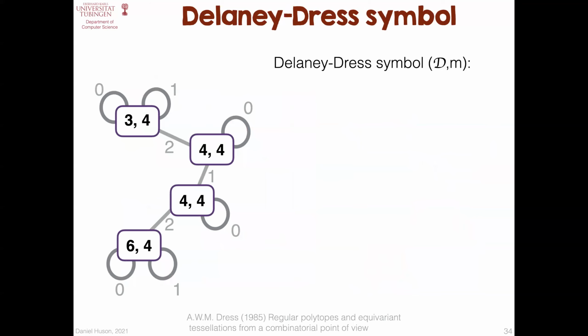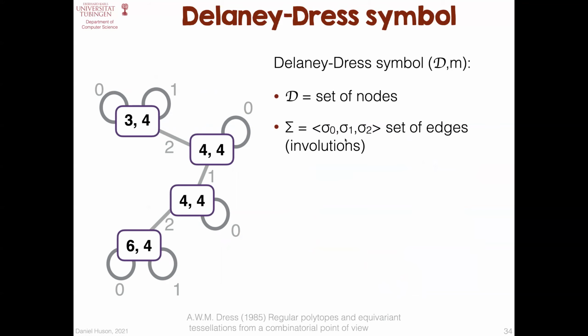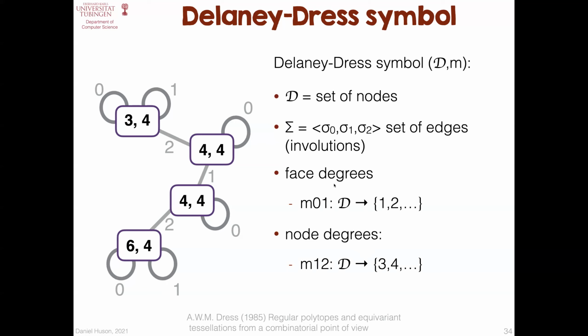Okay, so this is called the Delaney-Dress symbol of the tiling. This is something that Dress introduced in 1985. He named it after Delaney, who had looked into some ideas that inspired Dress to come up with this concept. The Delaney-Dress symbol has a set of nodes, and it has a set of 3 types of edges. Andreas likes to describe this as a group action of 3 involutions acting on these elements. But quite often people like to describe this in terms of a graph as well. And then there are those 2 functions, m01 and m12, that record face degrees and vertex degrees. And there are a number of conditions that have to be fulfilled so this all fits together.